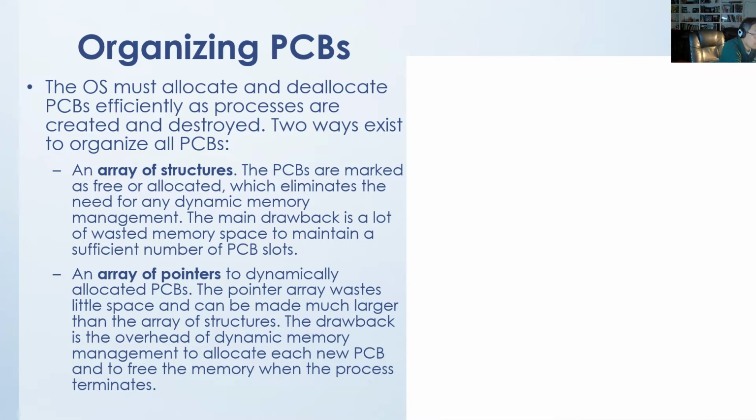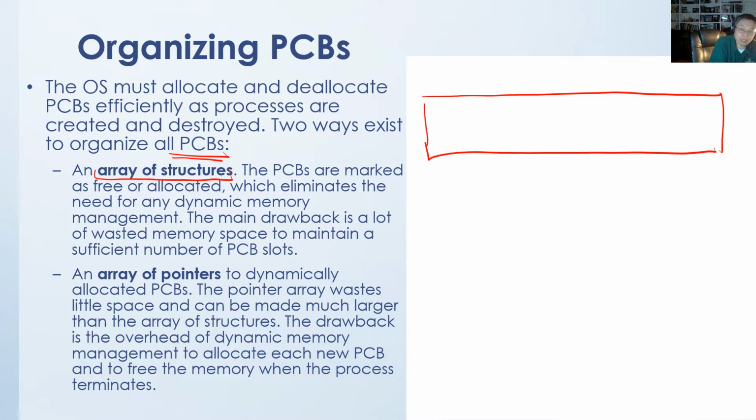Now, there are two ways to organize the process control blocks, depending on the operating system. The first one uses the array structure. The PCBs are marked as free or allocated. In that array structure, the operating system needs to allocate certain memory space, and then a whole bunch of structures. Each structure is going to store a PCB. Each block is a fixed size structure that could contain the PCB information for a process. Let's say PCB1, and then that could be another PCB.